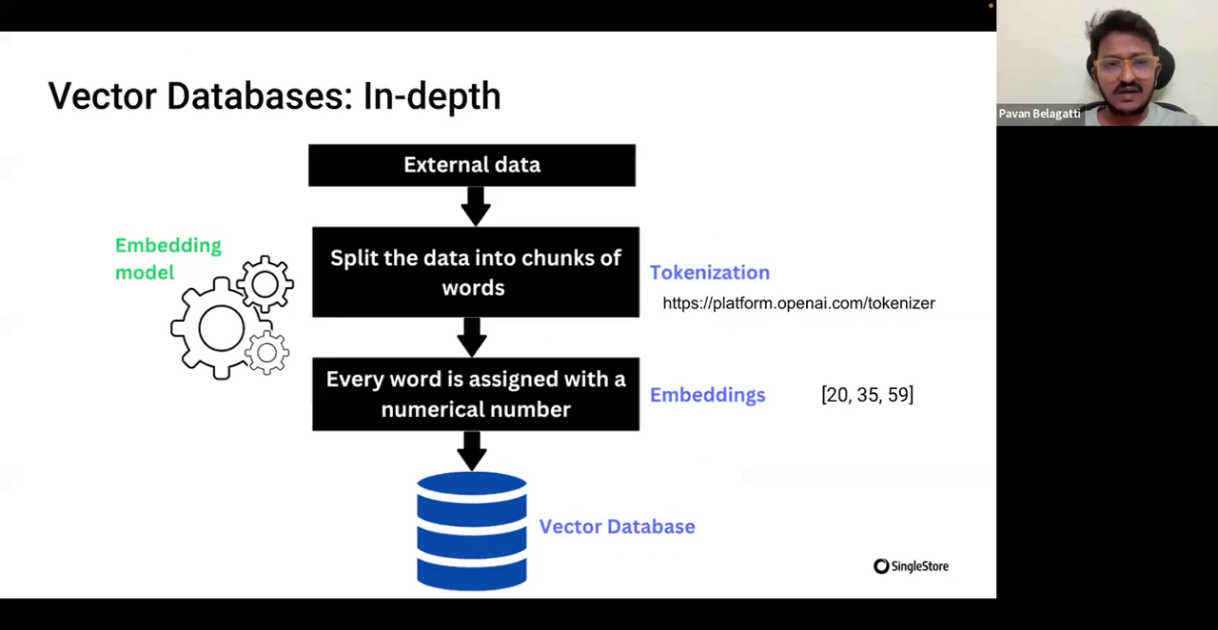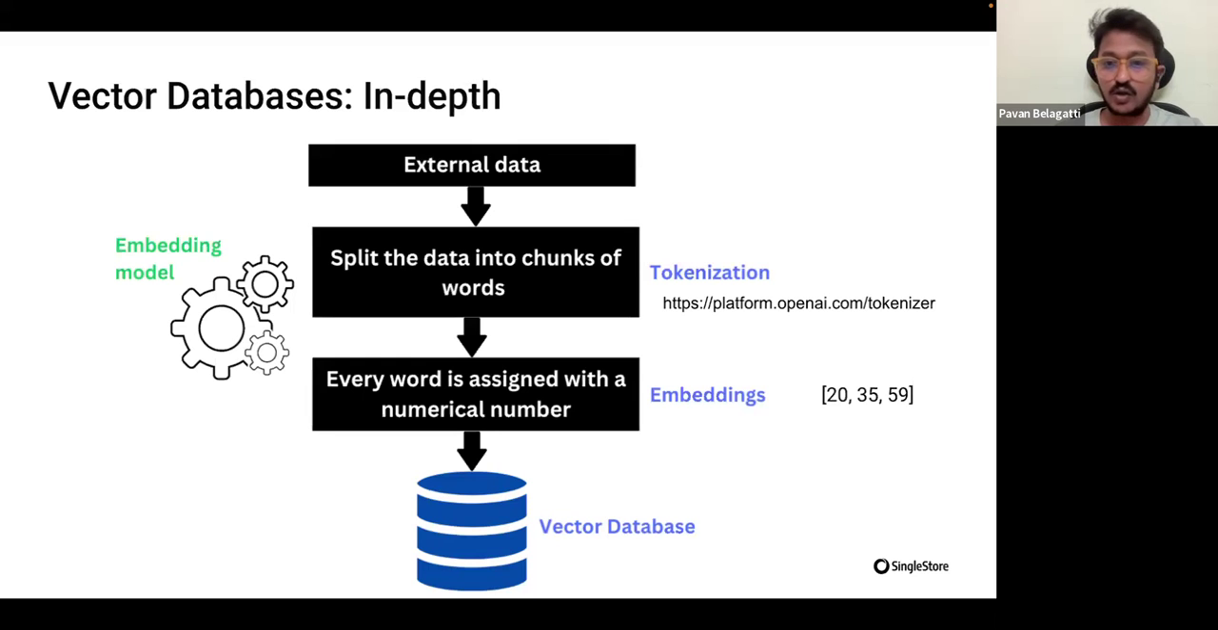So let's go a little in depth about vector databases, right? Like we saw, external data from various sources, from the internet, Wikipedia, audio, video files, YouTube videos, everything is split into chunks of words, and this is called tokenization, right? Then each chunk of words is assigned a numerical number. That's how embeddings are created, and all these embeddings are stored in a vector database.